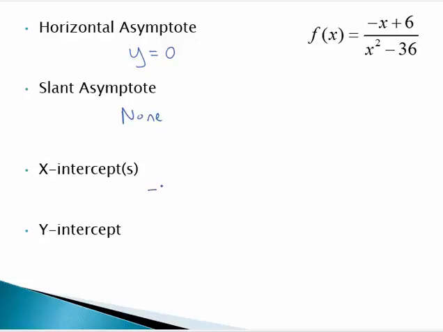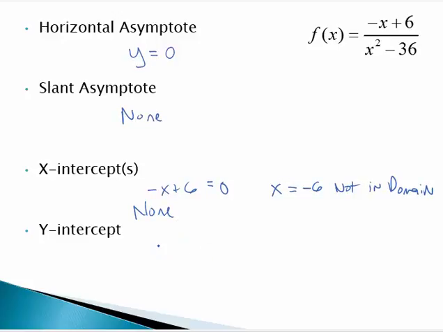An x-intercept would occur when the numerator is 0. If I were to solve that equation, that's generally the process: set your numerator to 0 and solve. And the answer to that would be x equals -6. But of course, this is not in the domain. We've already established that our domain does not include the number -6. So there are no x-intercepts.